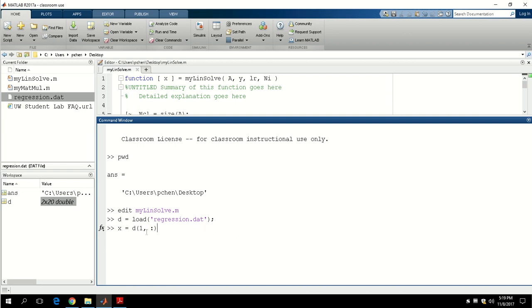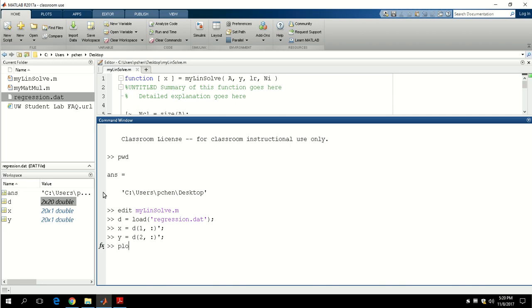But for later calculations, we don't really want x to be a row vector. If we just do this, x is going to be a row vector with 20 columns. So let's transpose it, so x is going to be a column vector. x is going to be a 20 by 1 double, 20 rows, 1 column. Then we do the same thing for the second row. That's going to be y, and we also transpose it. So now we have x, y.